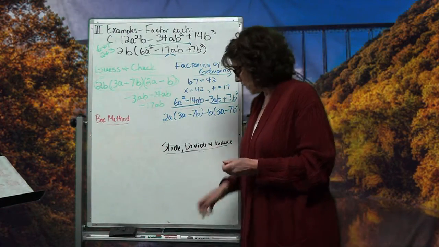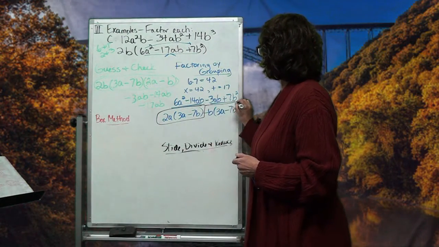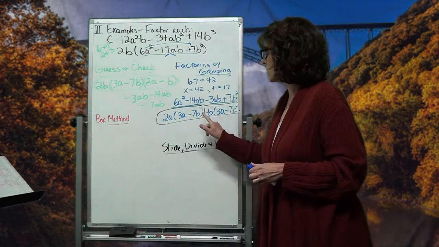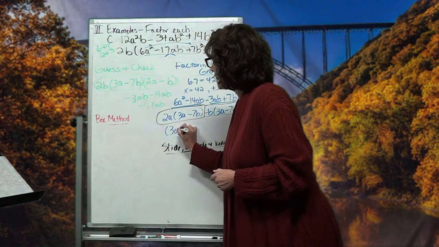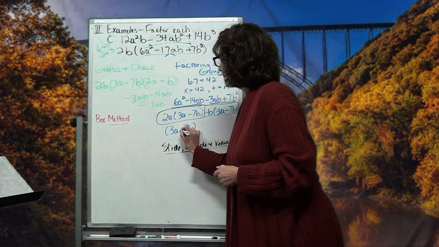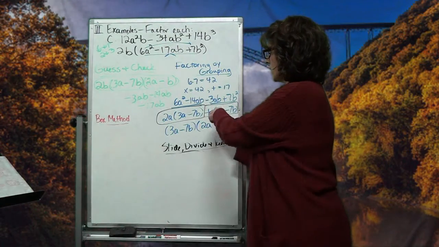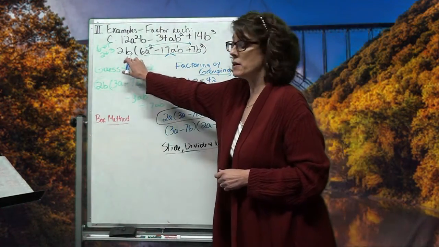There's those two very funky looking terms, one right here and one right here. And you can see that within the 2 boxes I do have common parentheses. So I'm going to take that common parentheses out, that 3a minus 7b. And when I take it out of here, I'm left with a 2a. When I take it out of here, I'm left with a minus b. But don't forget the 2b that was sitting out front.